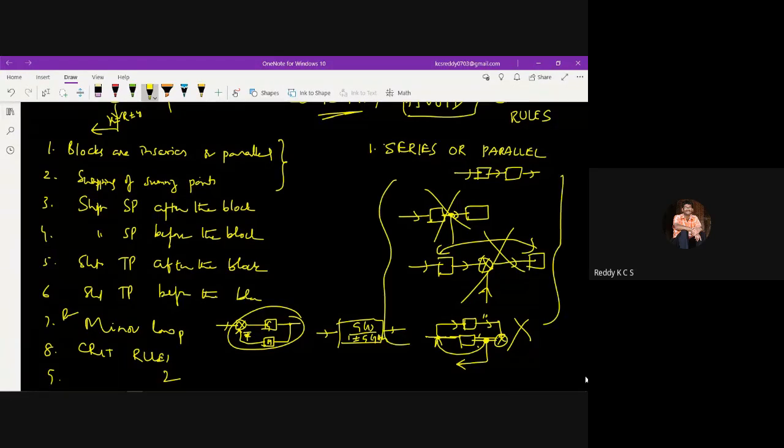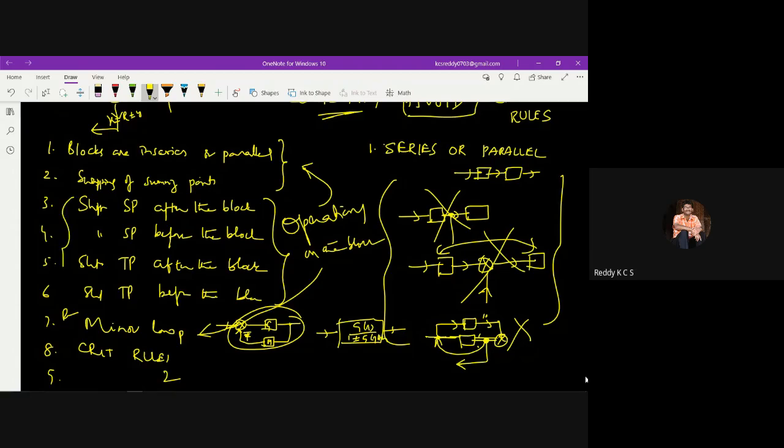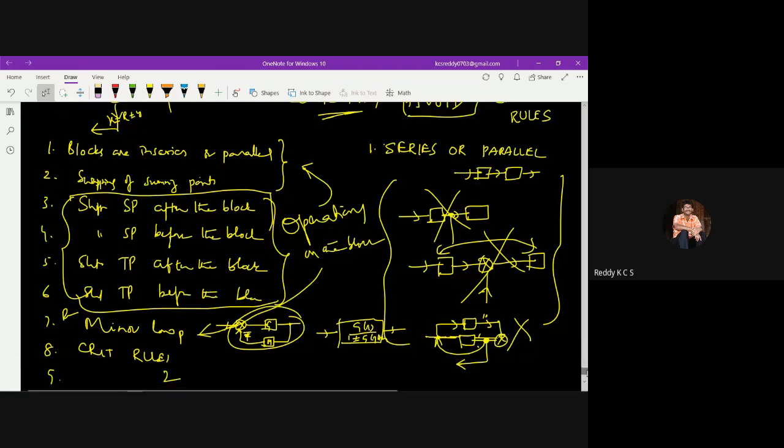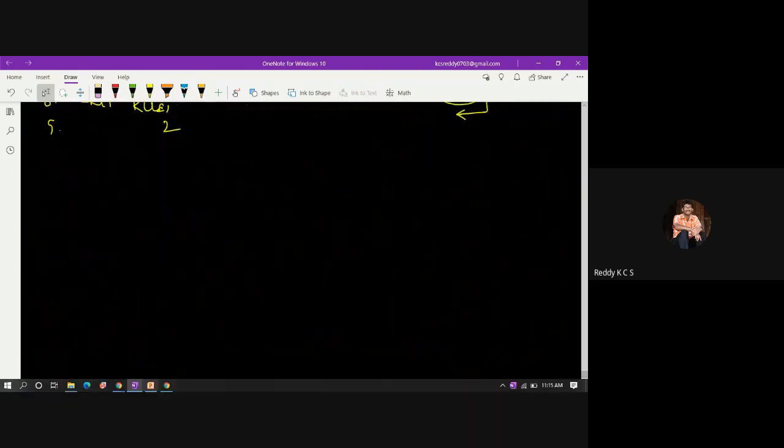Okay. So first look at the series or parallel, then go for the operations. These are the operations which you need to perform on the block diagram, that is shifting and all those, so that we can get parallel or series, or a minor loop form. In such a way you need to perform these four kinds of operations on the block diagram. So that is what we need to discuss. We'll go with one problem and one complete explanation of this problem.